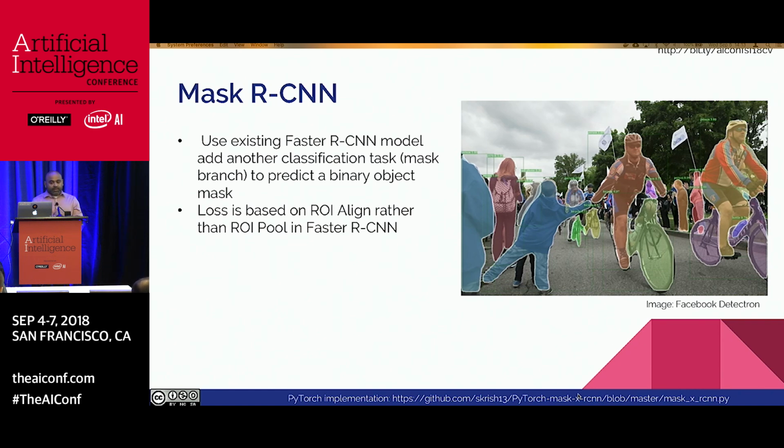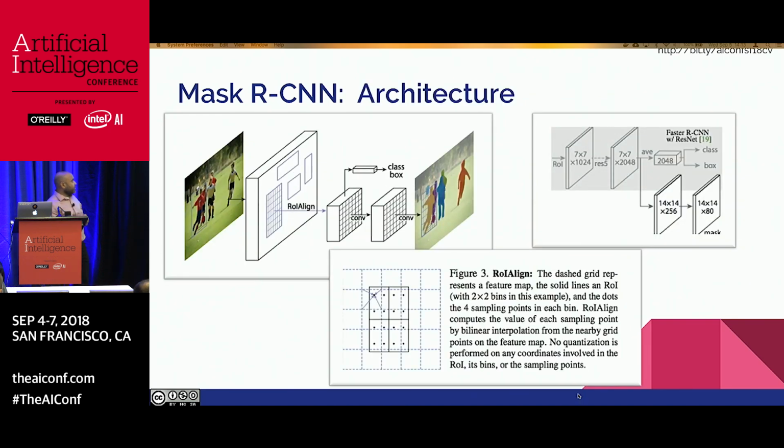So the big change was that in the bounding boxes, their loss was based on ROI, or region of interest, pooling, right? Versus in Mask RCNN, the loss is based on ROI align. Let me explain that a little bit better. This picture is showing you how they added one more prediction branch, which was for the mask.